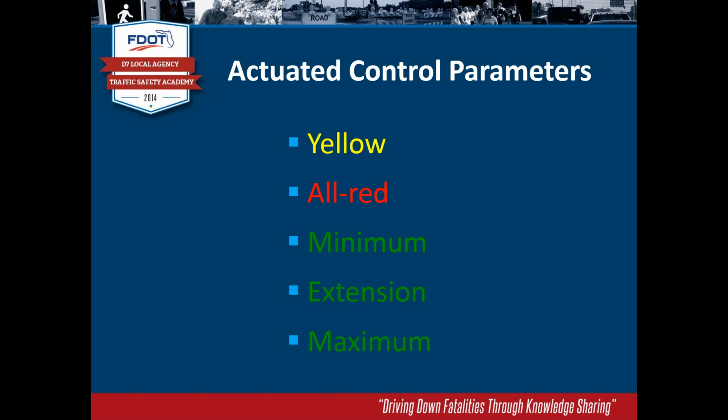Some of the control parameters for an actuated controller are listed here on the screen: the yellow, the all red time, and then you need, for an actuated controller, what's called a minimum, an extension or gap interval, and then you put in a maximum. And I'll show you what those are all about.